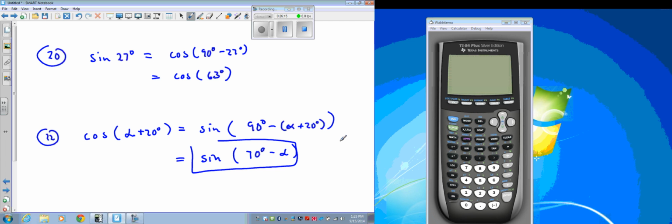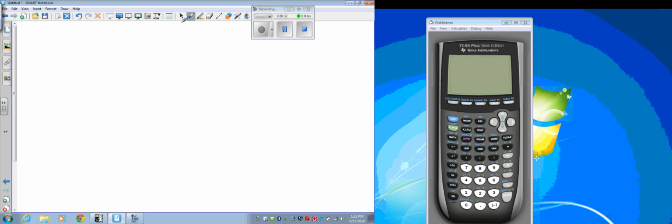The next group says find one solution for each equation. Assume that all angles in which an unknown appears are acute angles. Okay, let's look at 28. It says the cosine of theta equals the sine of 2 theta.